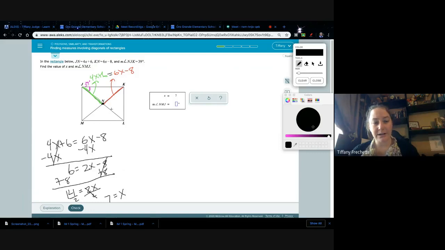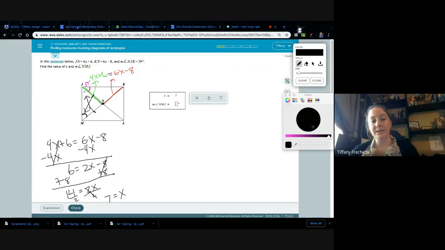So now they want n, m, j. They want to know this angle down here. So in order to know this angle down here, remember we always have isosceles triangles when it comes to rectangles or squares, and these opposite angles or the base angles are congruent.